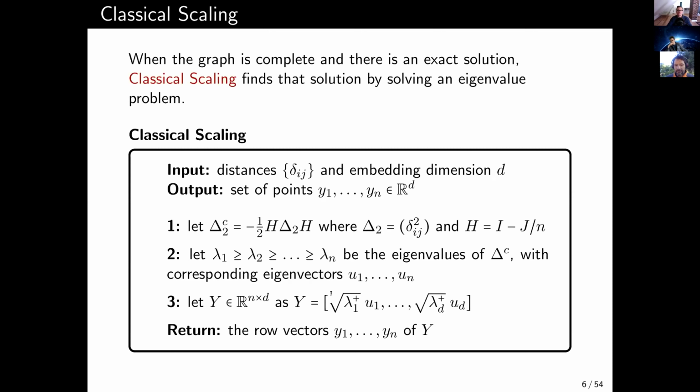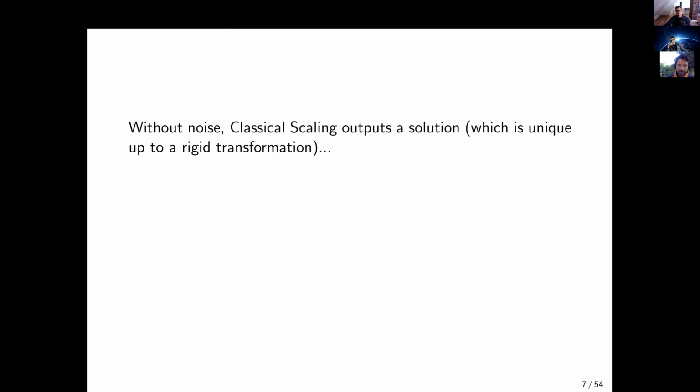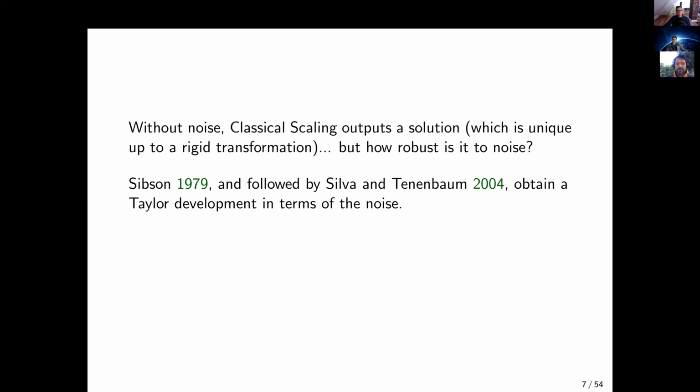And then corresponding eigenvectors, and just normalize the eigenvectors properly, put them into columns, and the n rows provide us with the embedding. So that's the classical scaling algorithm. Again, suggested in the 50s, very popular, likely the most used by far, just like PCA. And even then, its robustness to noise was not super well known, so that's something we came up with.